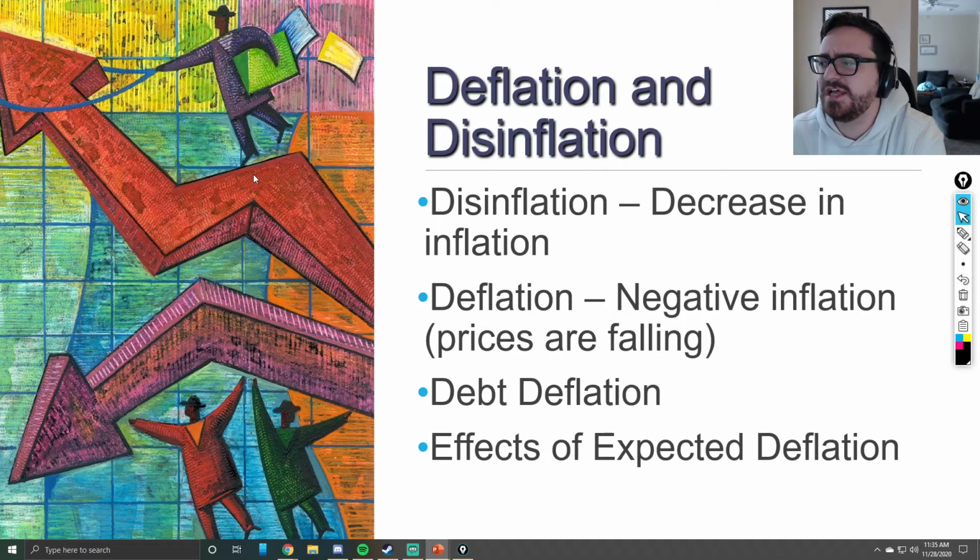Well, we mentioned that expected inflation can cause inflation. Expected deflation can cause it too. If we think prices are going to go down by 2% next year, guess what I'm not going to do? Buy things right now. I'm going to buy as little as I can right now and do all my spending next year.